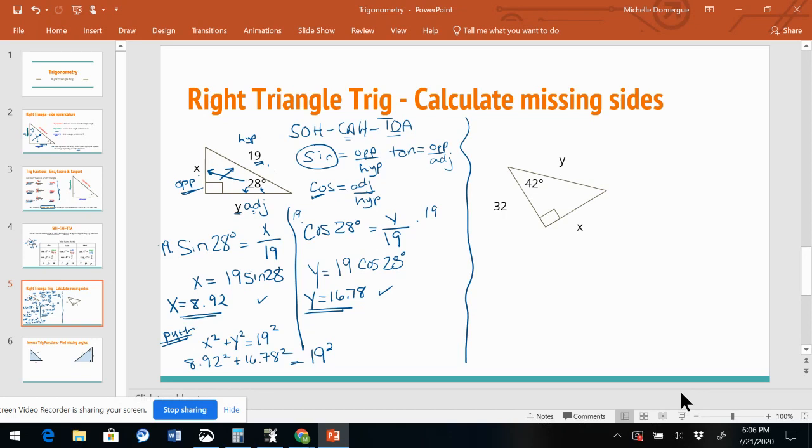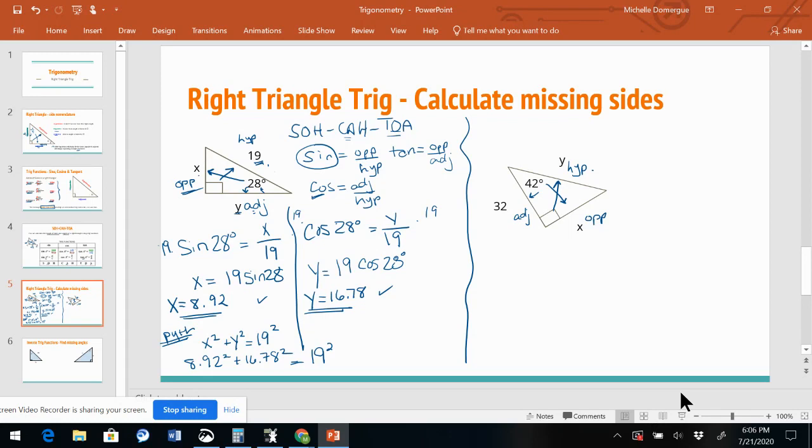Okay, let's do another example here quickly. 42 degrees. First thing I'm going to do is label my sides. This is opposite. This is adjacent. And across from my 90 degree is always my hypotenuse. So let's use trig functions to solve x and y.